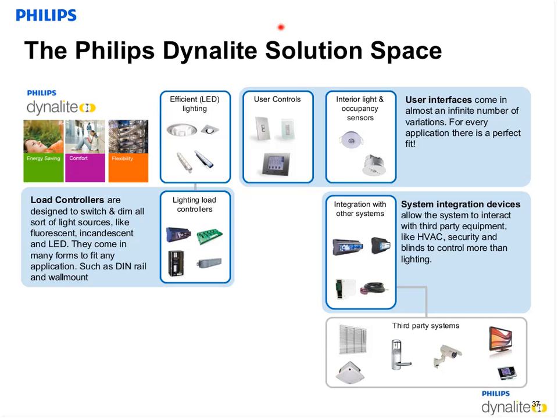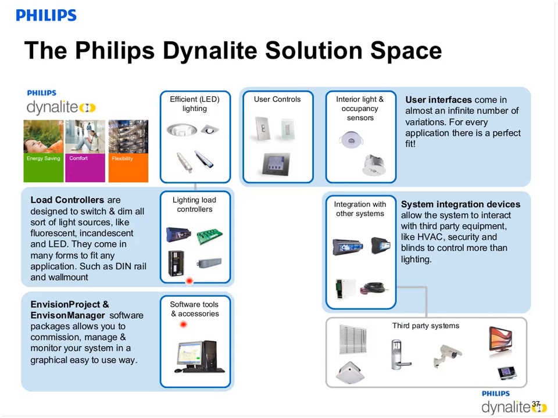We need to think about how we will integrate with the rest of our installation. As I mentioned, it might be HVAC, the security, there are blinds, because we will have many other third-party devices or systems in our installation. And of course, we need our software. Again, I won't really cover software today, but I would welcome you to come to one of my software trainings. And finally, our Dynet network, our Dynalite network, the stuff that holds it all together and makes everything communicate with each other.